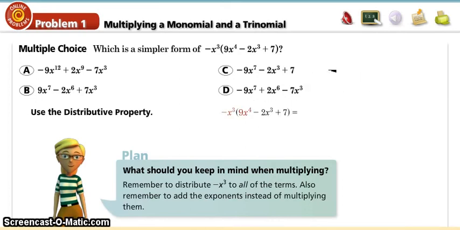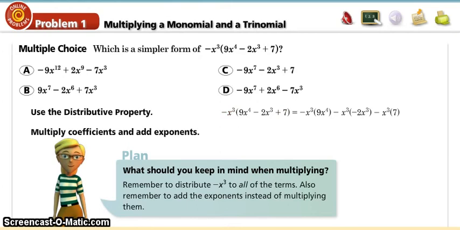Multiply negative x cubed by each term of the trinomial. Now what they're going to do is actually show you what it looks like when you distribute before you actually multiply. Multiply the coefficients and add the exponents to simplify the polynomial.